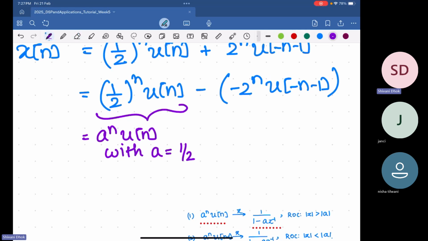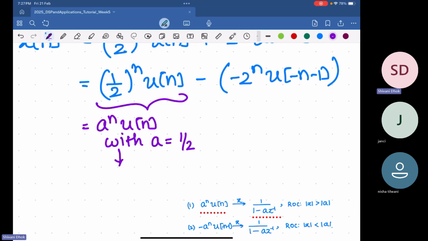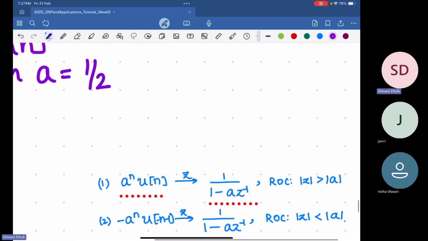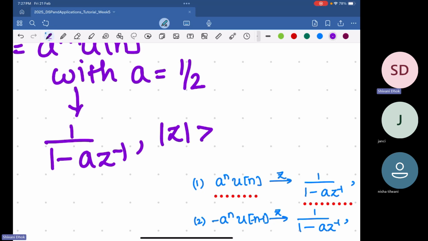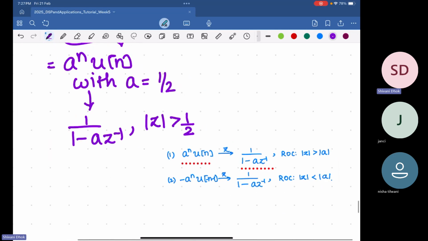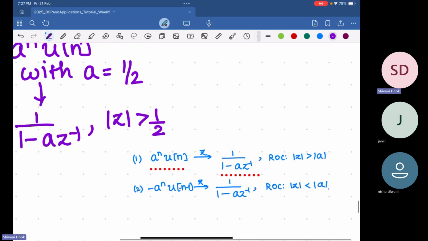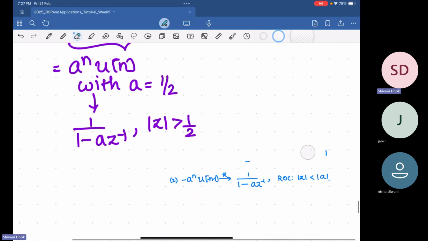Sorry, a as half. So then this particular thing will have z transform as 1 upon 1 minus a z inverse, with region of convergence magnitude of z greater than a, that is greater than half. Okay, so this first part is done.